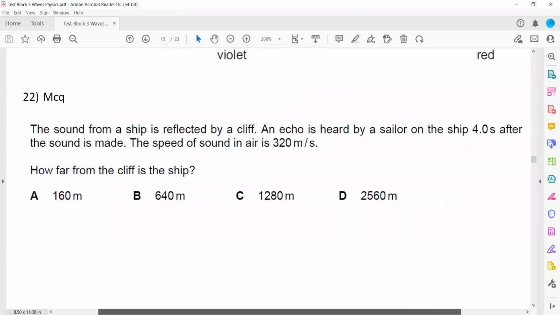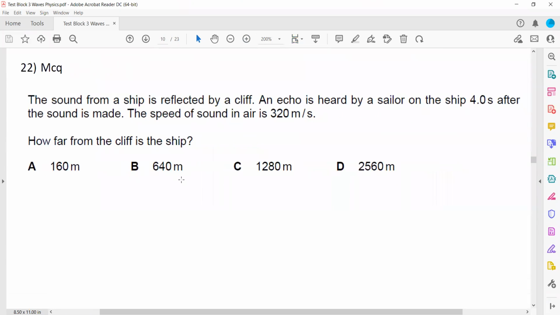In question 22, the sound from a ship is reflected from a cliff and an echo is heard in 4 seconds. The speed of sound is 320. How far is the cliff? Whenever there's an echo, speed is 2d divided by t. The sound travels and then returns back. So that's why it's 2d.